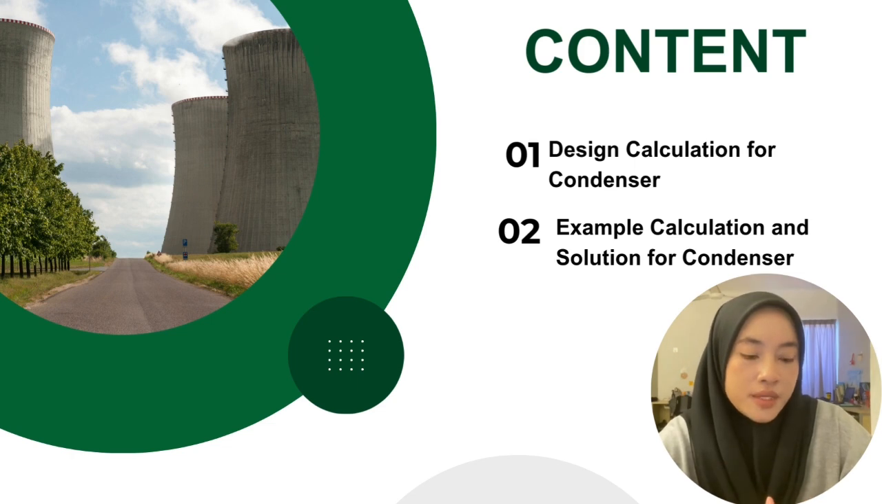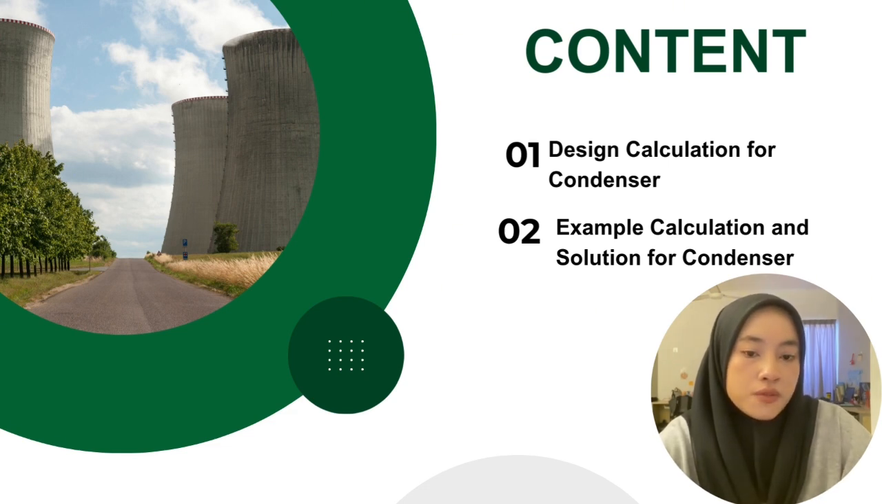First thing first, let me give some quick introduction to our topic. The design of a condenser involves a series of calculations to ensure that it can efficiently condense steam and transfer heat to the cooling medium, for example, water or air. The design process considers parameters like heat load, cooling water flow rate, surface area, and material selection.